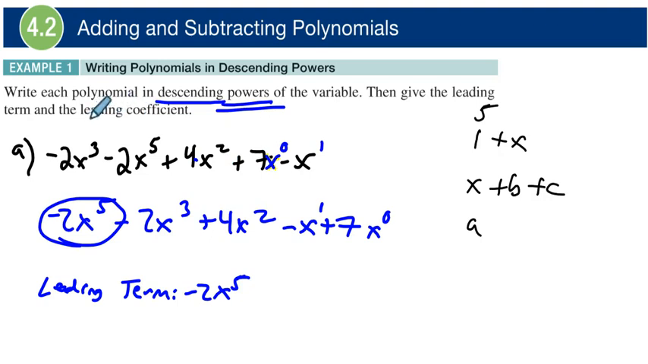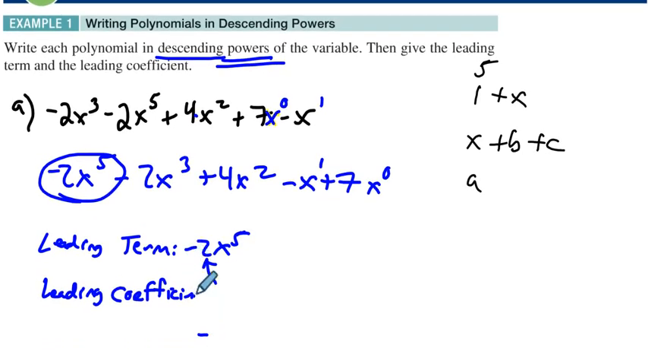And what is the leading coefficient? Well, you take your leading term and you say, what is the number next to the variable? So that's going to be that right there. The leading coefficient is going to be negative 2. It's basically the number that's in front of the variable, and we call that a coefficient.